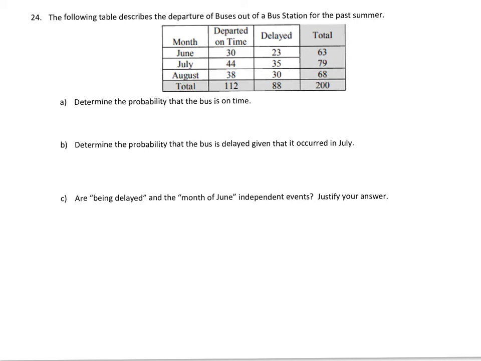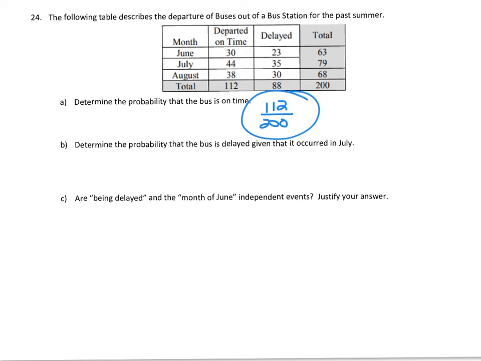Now, if you want to simplify that, you can, but with probability, it's not necessary to simplify. Because sometimes you want to see the total. Sometimes you want to say, look, there was a total of this many that departed out of the total number of buses.